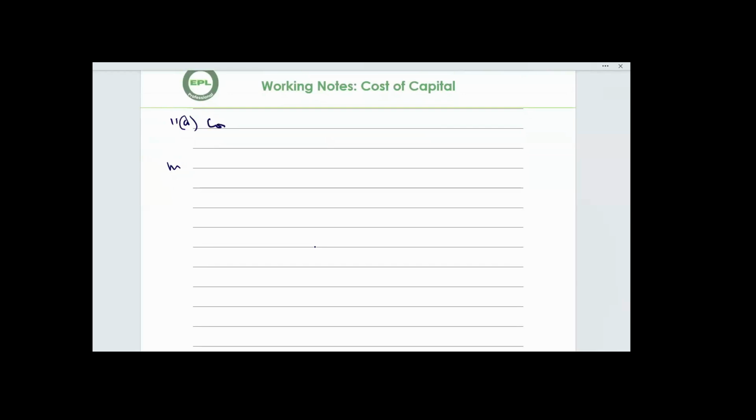All right. So corporate debts. I hope this thing will not lag.